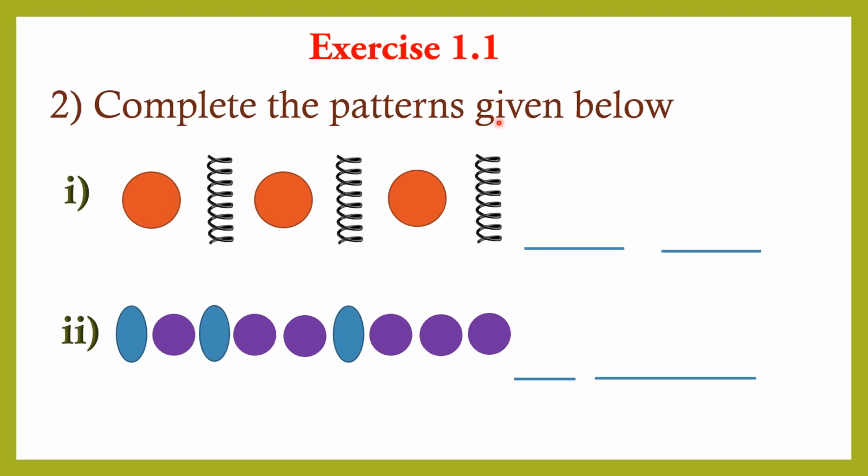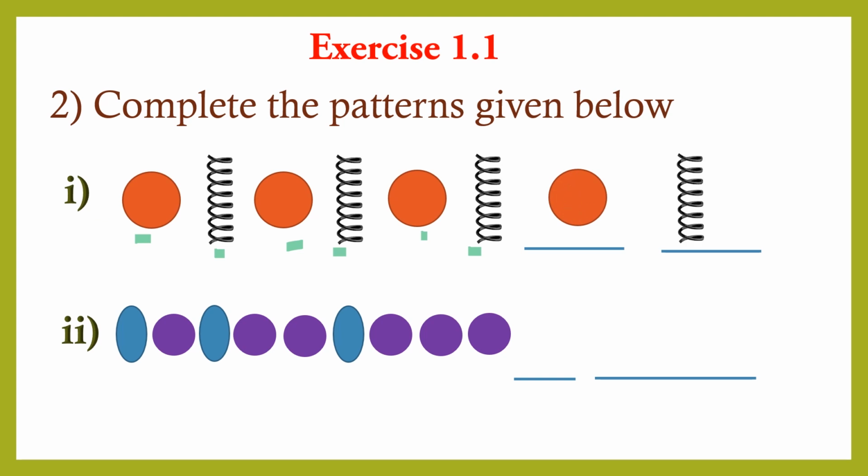Complete the patterns given below. Now see the first one. In this pattern, it follows two shapes, that is circular shape and spiral shape. See here, circle, spiral, circle, spiral, circle, spiral. So it is a repeated pattern with two shapes. Once the spiral shape is over, we have to draw the circle shape again. Once the circle is over, we have to draw the spiral shape.